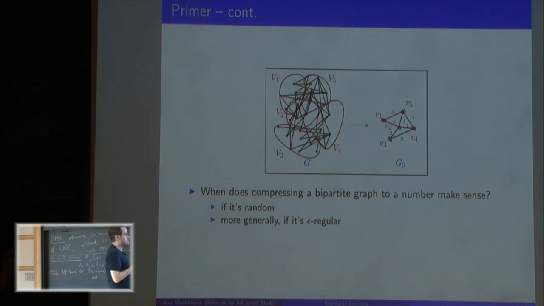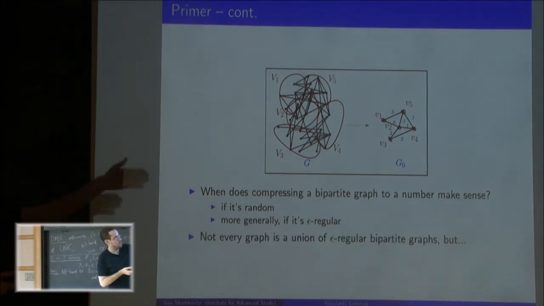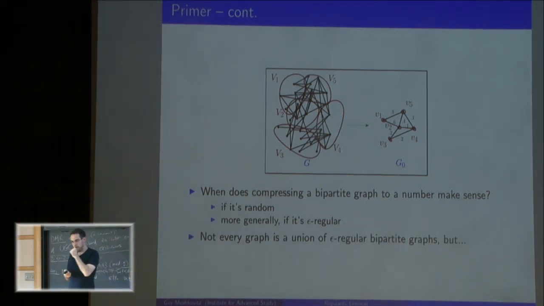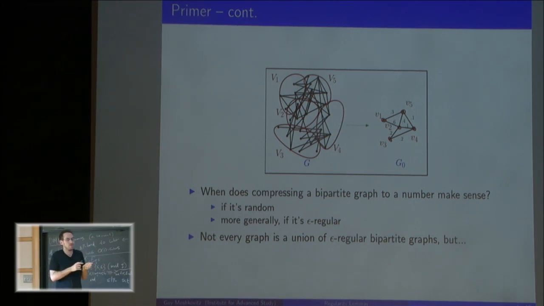So this line of reasoning says that you do this for every pair of vertices in the compressed graph, and so I have fully defined the compressed graph. Now it makes sense to compress the graph this way if the original graph was indeed a union of epsilon regular bipartite graphs. Then it makes sense, otherwise I have no idea. But of course not every graph is of this form, a union of epsilon regular graphs. Well, in fact, it almost is.